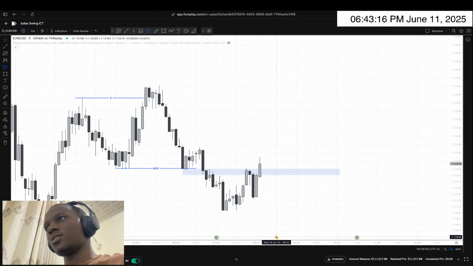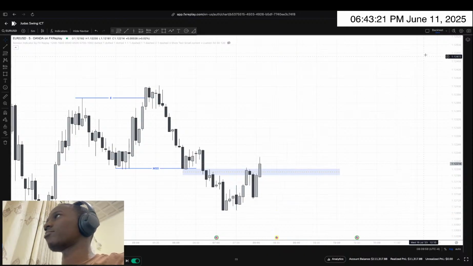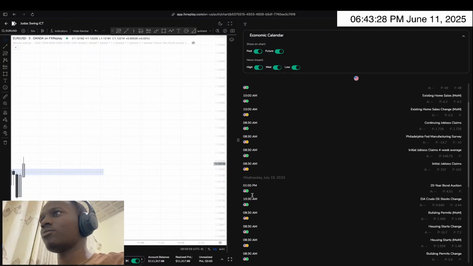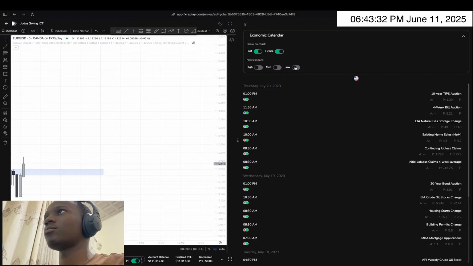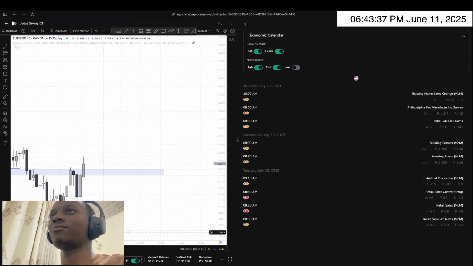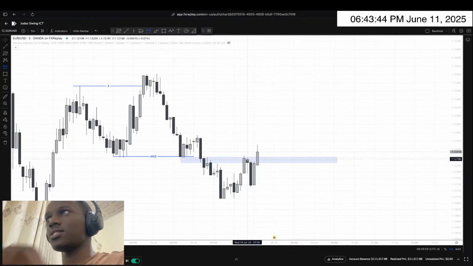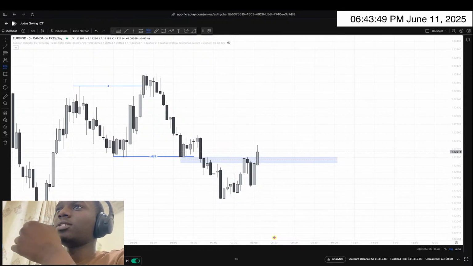Do we have some news? Let's see. And how do the red folders look? Is it high, mid, low? We don't have any high impact. We have medium impact. Even, I think we can just take this trade because it's not a red folder. Let's see a rejection. I'd like to see a rejection before we enter.